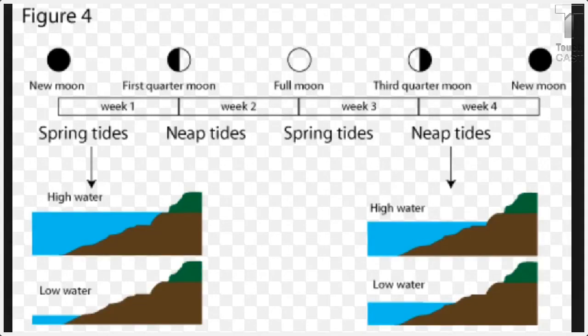Now here is a picture to show you week 1, 2, 3, and 4. And with each one, what does the difference look like in the high tide and low tide for spring and for neap? You'll notice that with spring, you have a huge difference between high and low, and for neap, there's very little difference. And that, my lovelies, is a tidal wrap-up.